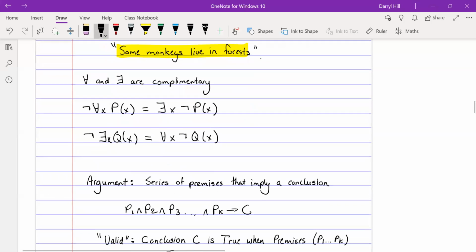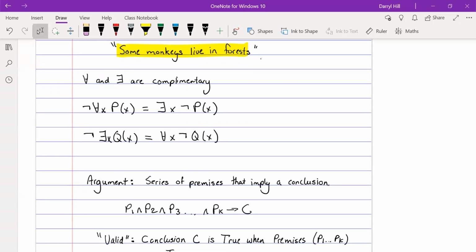But yeah, in a sense, for all and there exists are complementary. So if I say not for all x, p of x, that's equal to there exists an x that's not p of x. So if not all monkeys live in the forest, then there exists at least one monkey that does not live in the forest, for example.